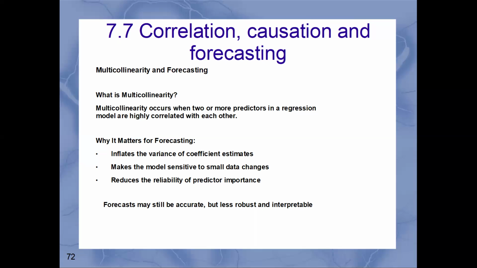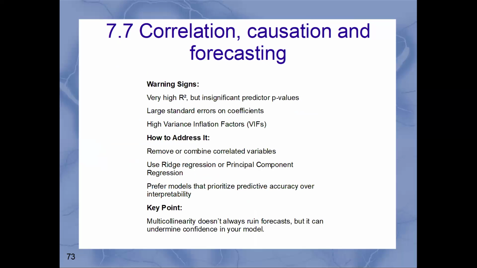And if we were to look at the temperature versus the humidity, there'll be a correlation there, right? We have to measure both, but you can see that they're not totally independent of one another. So they are correlated, at least in some way. Some warning signs are if you have a very high R squared but insignificant predictor p-values, if we have large standard errors on the coefficients, and if we have high variance inflation factors, right?